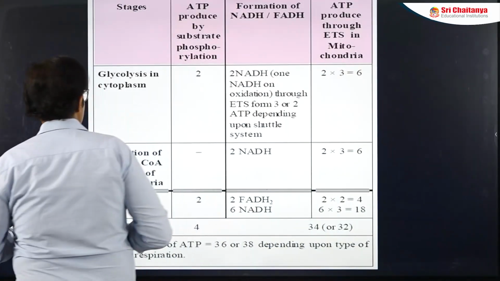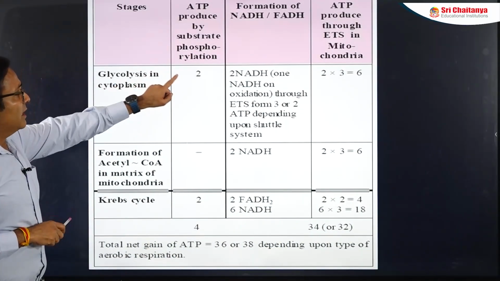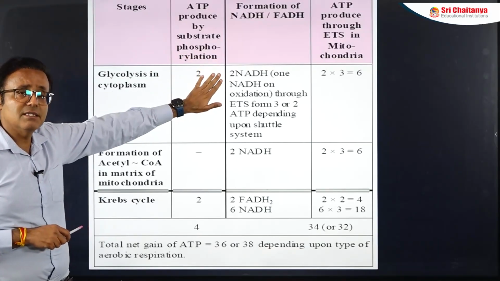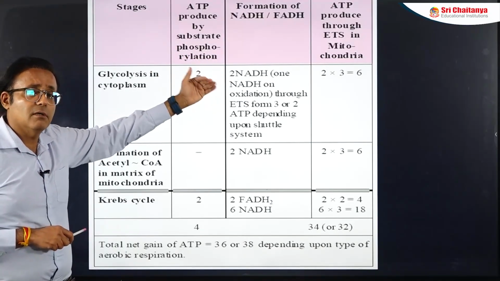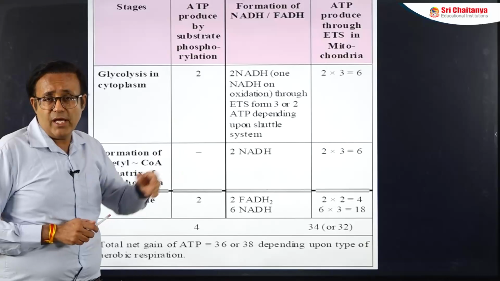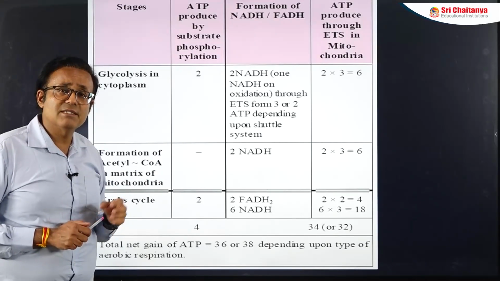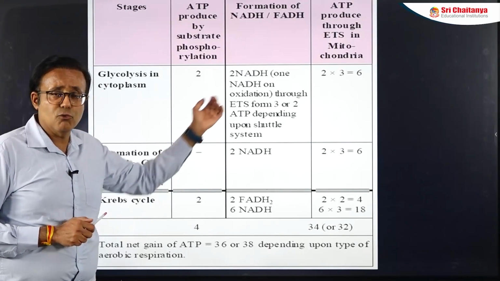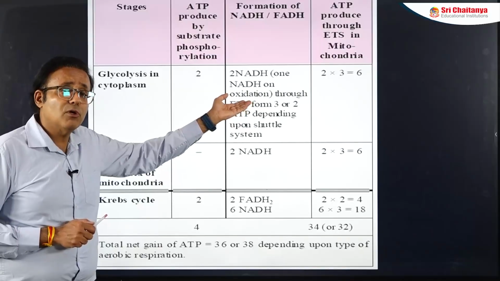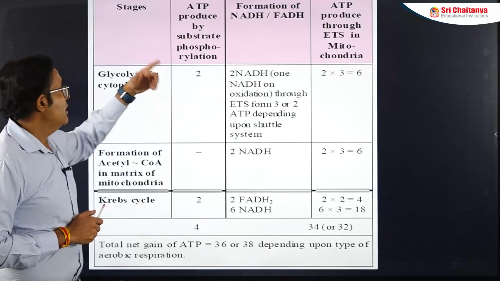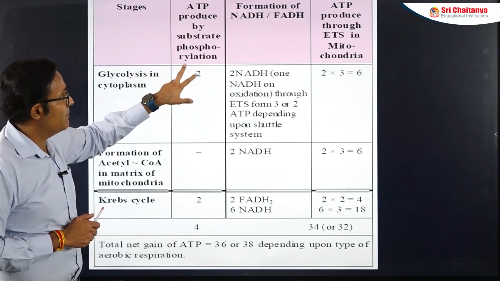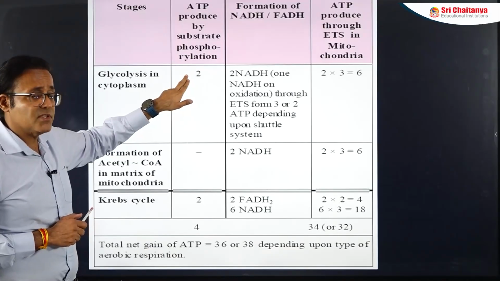If you look at the stages of respiration, glycolysis, now you have to take into consideration here that there are two ways of synthesis of ATP. One is substrate level phosphorylation, SLP, and through ETS it is oxidative. So you have to remember it separately. In glycolysis, we have two ATP being formed as a result of substrate level phosphorylation.